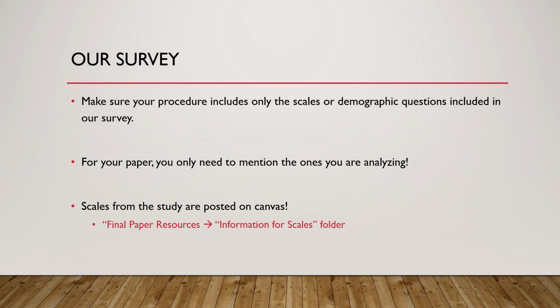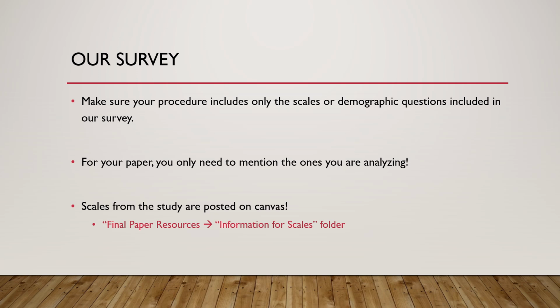Also, we collected a lot more variables than what you are using. You have just chosen 2 variables to analyze out of the 7 or 8 that are available. So you are only going to, in your measures, the actual materials, talk about the 2 variables that you actually care about in your study. You don't have to mention the other ones.